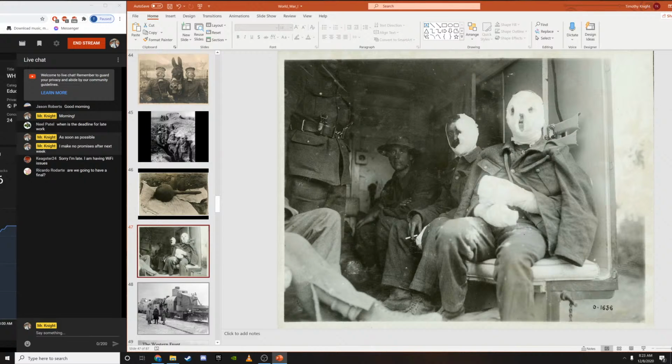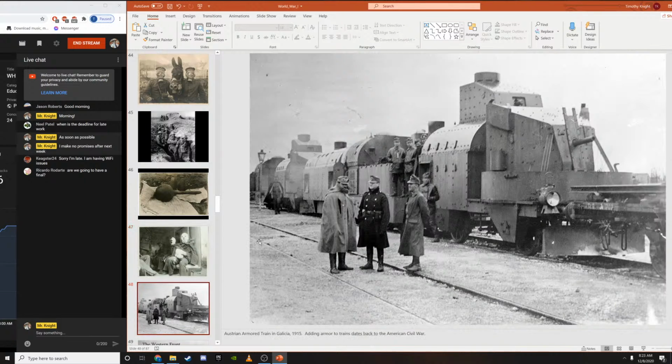And here you can see an image of an armored train in Galicia in 1915. Adding armor to trains dates back to the American Civil War, actually. And this train here has just been fitted with extra plates of usually cast iron or steel, and riveted to the side of the train to protect the train from any sorts of bombings or things like that.